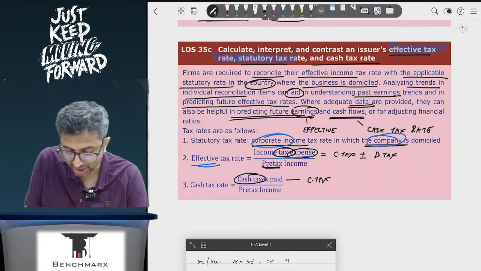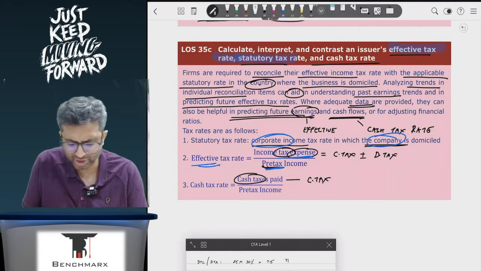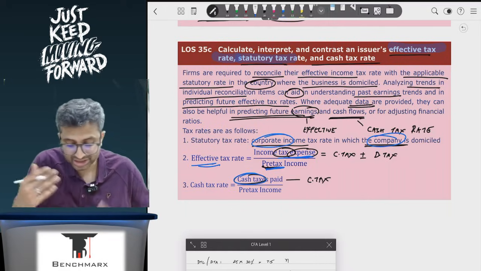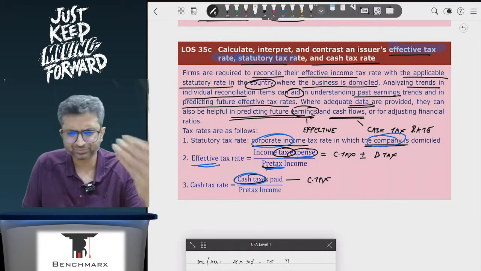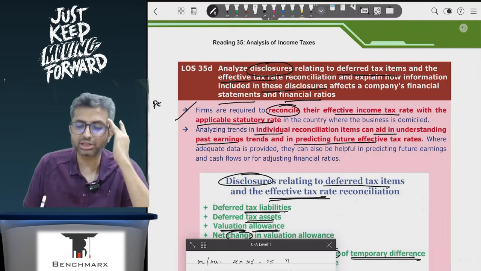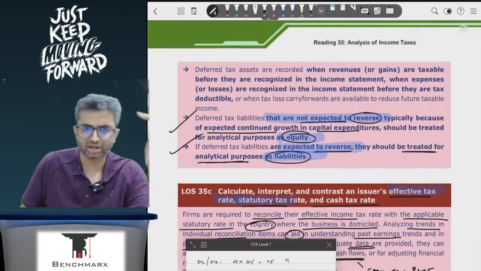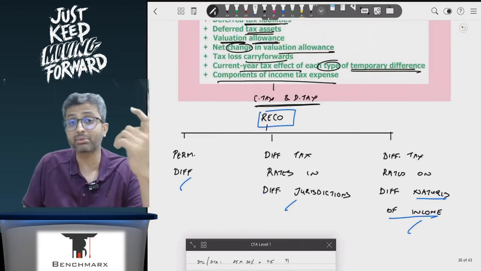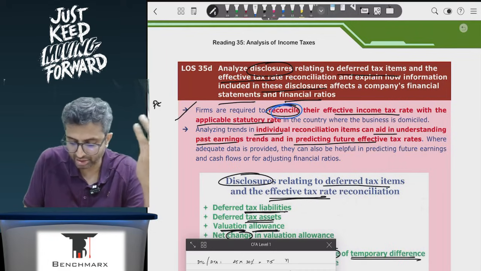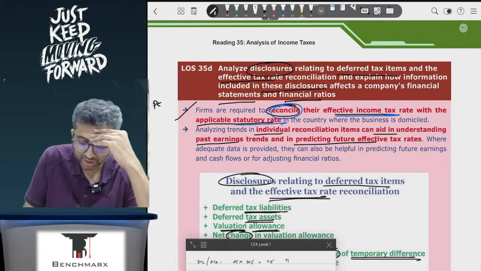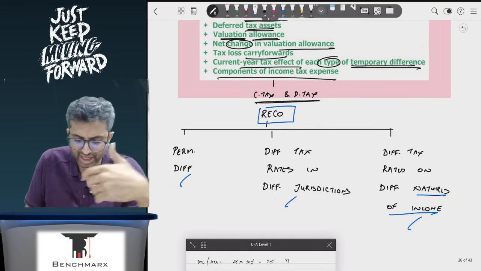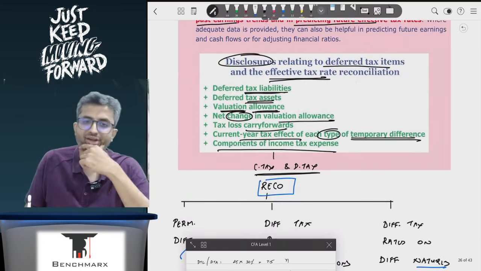Effective tax rate is the income tax expense divided by the pre-tax income, where income tax expense is current tax plus or minus deferred tax. And then there's a cash tax rate, that is how much tax is paid divided by pre-tax income. So over here, when I calculate the effective tax rate, that is income tax expense, current and deferred together, divided by the pre-tax income, that will have to be reconciled with the statutory tax rate. So the requirement is that there has to be a reconciliation with the rate, and the reconciliation items over here will largely be due to these items, for which you'll have to give a reconciliation.